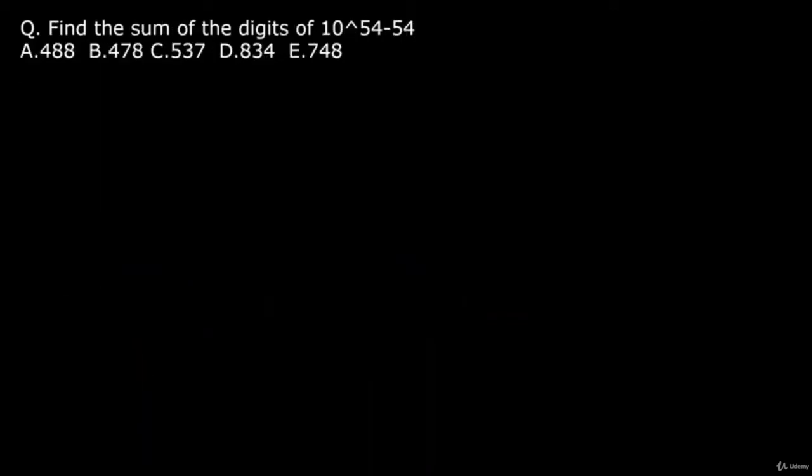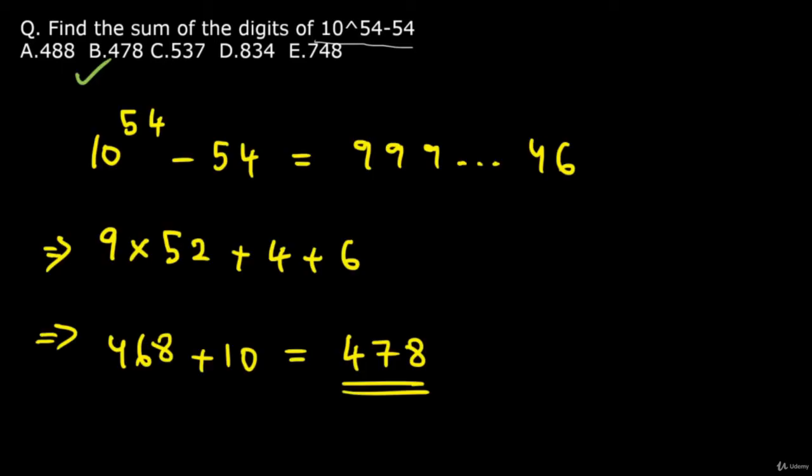Alright, now let's go to the next question. Find the sum of the digits of 10 to the power 54 minus 54. Alright, now when you expand 10 to the power 54 and you subtract 54 from it, what's the number that you will get? You will get a number that's going like this, 999, quite a number of times, and then it will end with 46, right? Why is that so? Let's quickly see. What would this have been if it's just 10 to the power 3 minus 54?